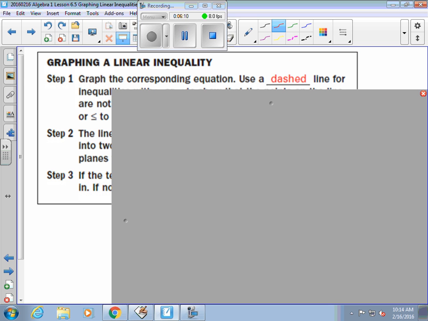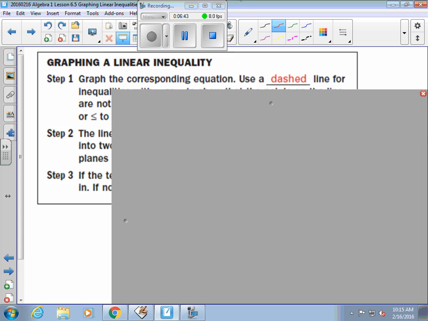Graphing a linear inequality is as simple as graphing the corresponding equation. Graph it just like it were an equation. Again, we can graph in 3 different forms. We can graph in slope-intercept form, y equals mx plus b, by beginning at b and moving with our slope. We can graph in standard form by using the x and y intercepts like we did in the bell work. Or we can graph in point slope form, but we didn't do a whole lot of working with it, but you can do it that way as well.